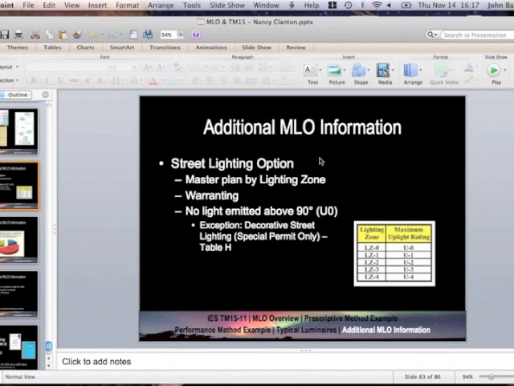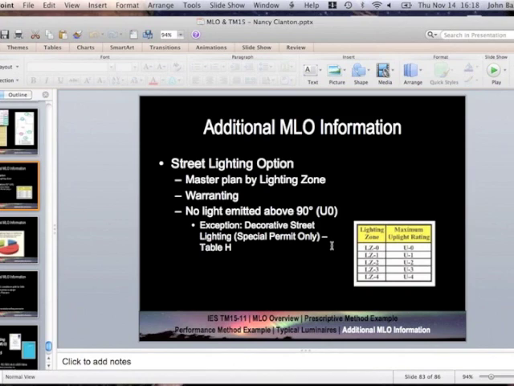Remember I told you that there was a street lighting option? A lot of communities may decide that our street lights in a lighting zone 1 area are going to comply with lighting zone 1. The only difference is that all light has to be 0 above 90 degrees, which is U0. The exception to that may be if you have decorative street lighting. Then we're recommending special permit only.